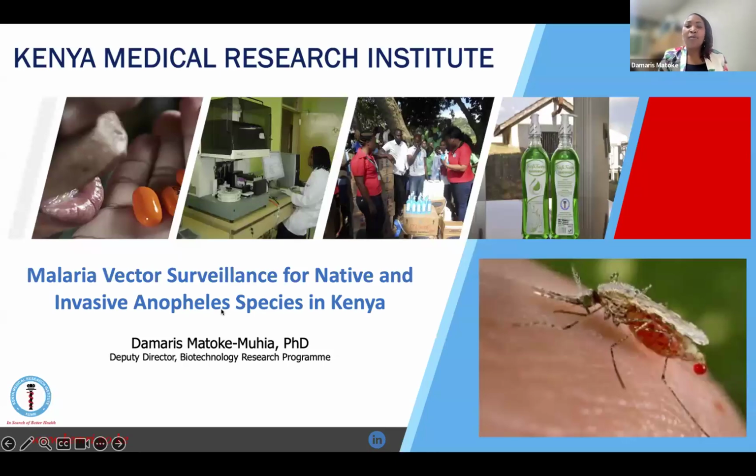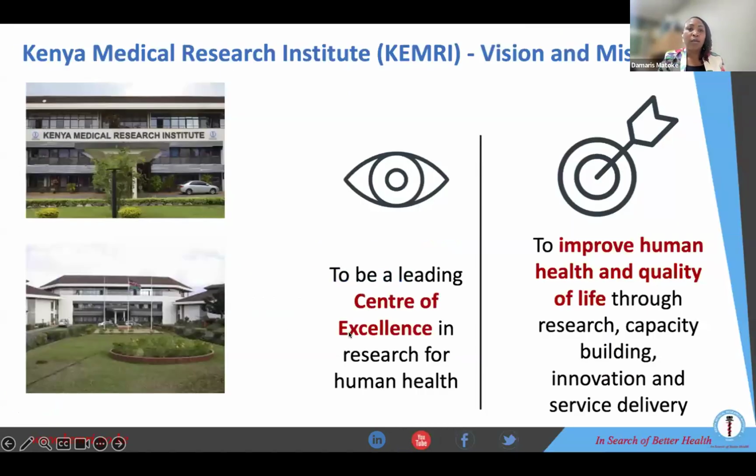Yeah, thanks a lot to FNIH for inviting us to give this talk. I'll focus my talk on the topic of today, that's malaria vector surveillance for native and invasive Anopheles species in Kenya. As introduced, I'm Damaris Matoke Muhia, a research scientist at the Kenya Medical Research Institute. So I'll start by just highlighting who KEMRI is briefly, and then do a deep dive on the vector surveillance that we've been working on.